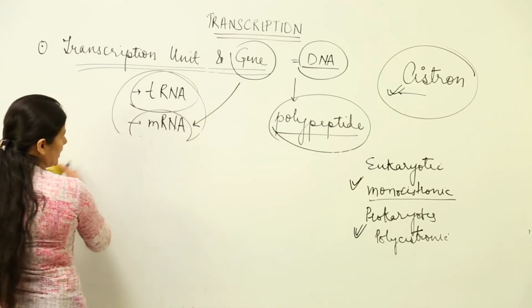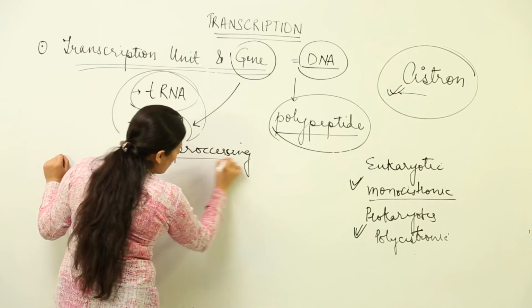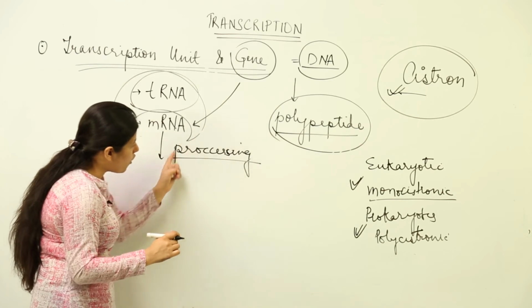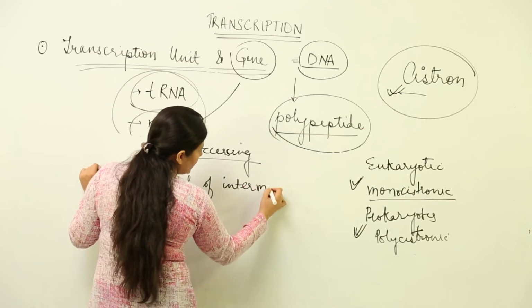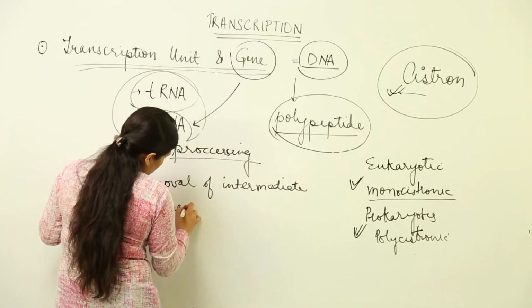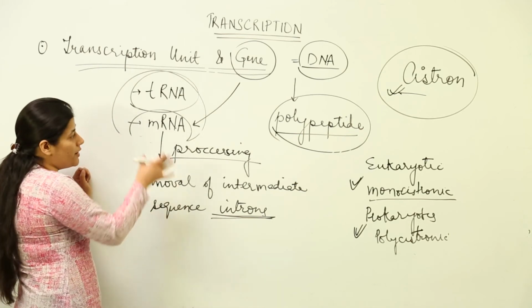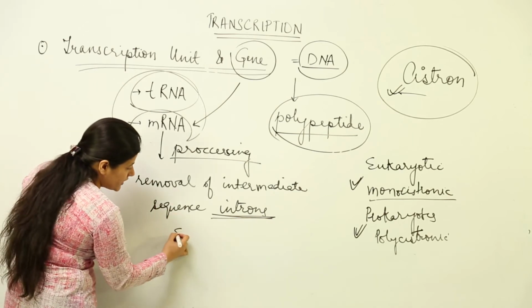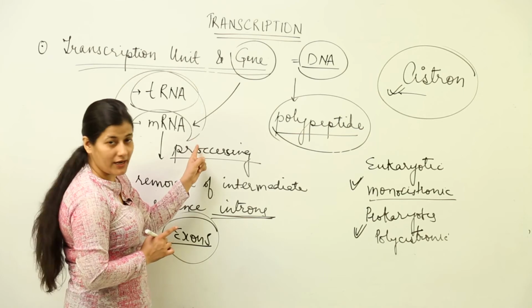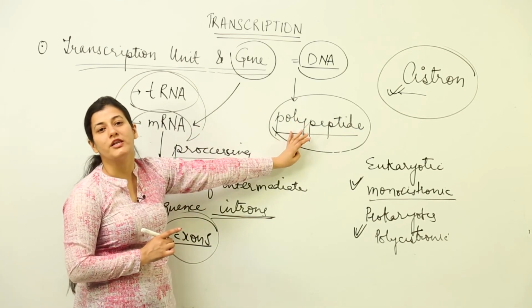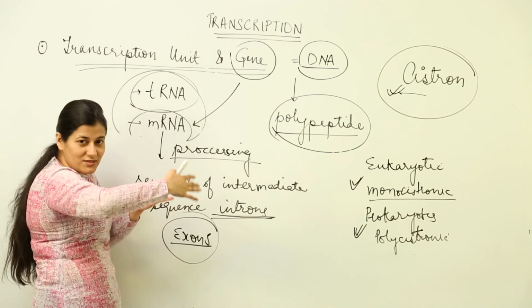Now when mRNA is being produced in eukaryotes, the cistron gives rise to mRNA, and that mRNA undergoes processing stages and forms the final RNA. This processing involves removal of intermediate sequences known as introns. These introns are useless sequences present on the mRNA which are removed, and what is left? Exons. Exons are those coding sequences on the RNA which are ultimately responsible for the formation of the polypeptide.